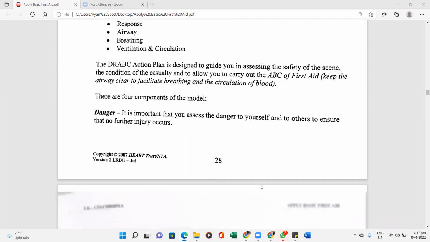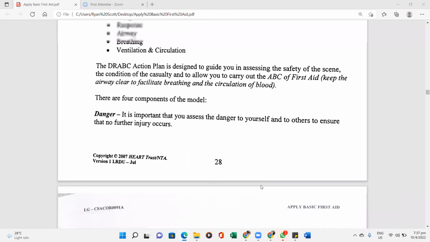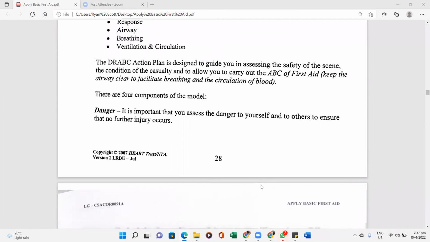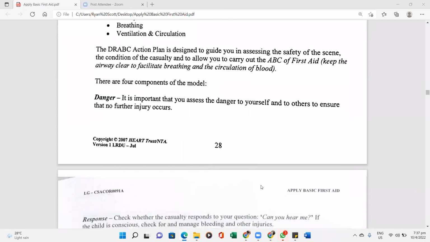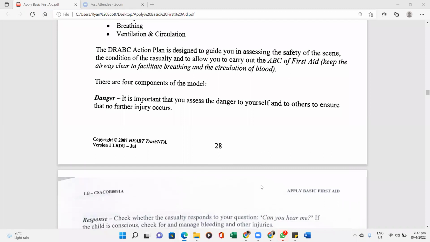All right. And we've gone through ABC already, which is airway, breathing, and circulation. So we don't need to go through that. I went through danger and response already. It says it's important that you assess the danger to yourself and others to ensure that there is no further injury. Okay, next.